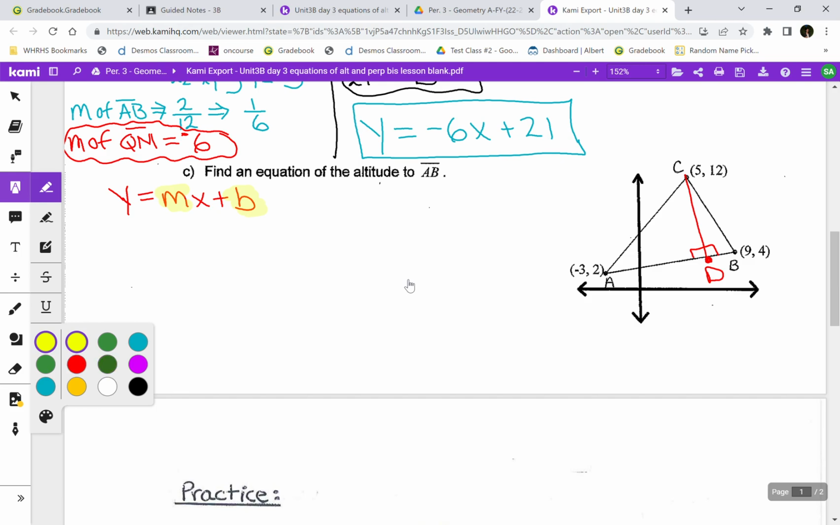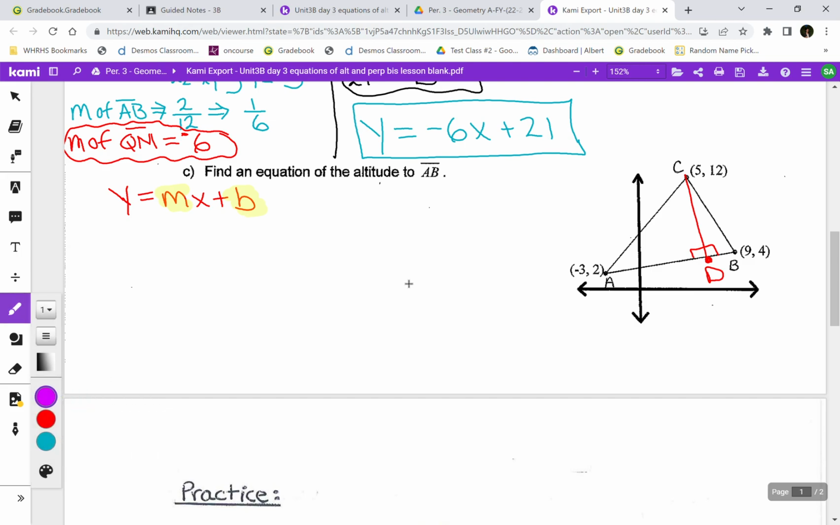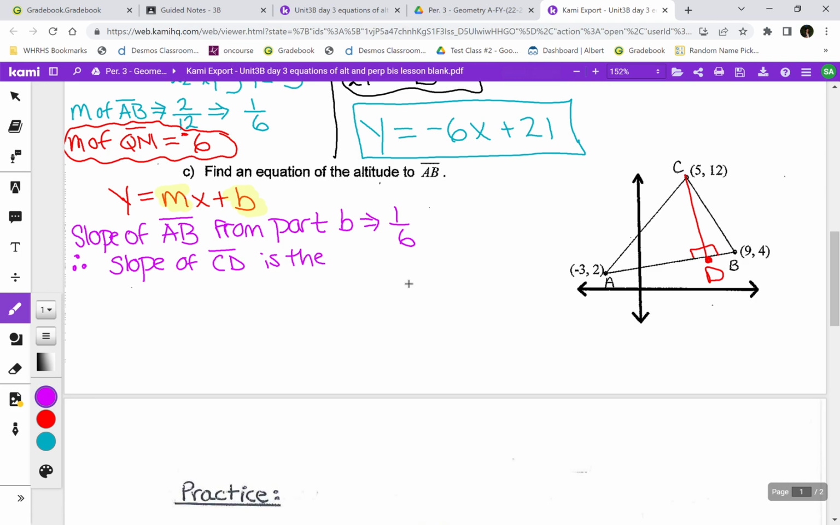So to start off, I'm going to say the slope of AB from part B was, what was it, 1/6? Yeah. So therefore, these 3 dots means therefore, the slope of CD is the opposite reciprocal. So the slope of CD is equal to -6.